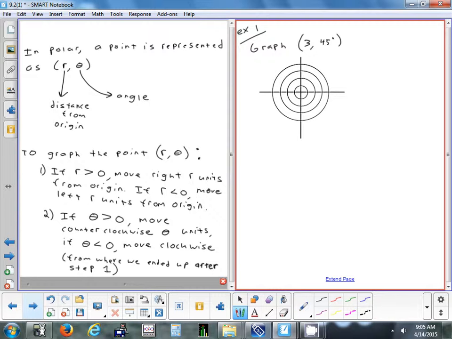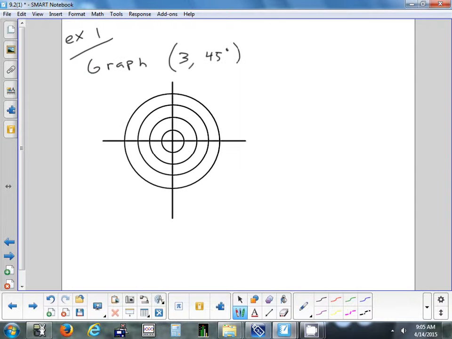All right, so let's graph that point. First thing you want to look at is the 3. So Julia, from the origin, I'm going to move 3 units which way? To the right. Yep, 3 units to the right. So I'm going to start 1, 2, 3. So I'm starting from right there.